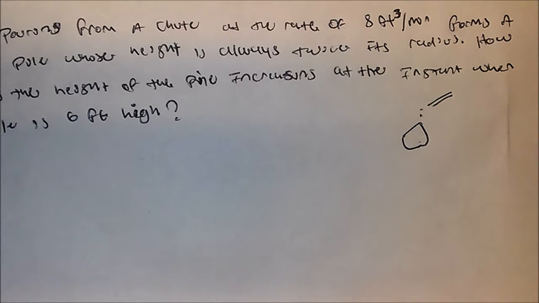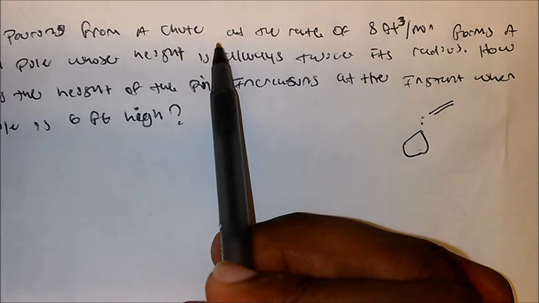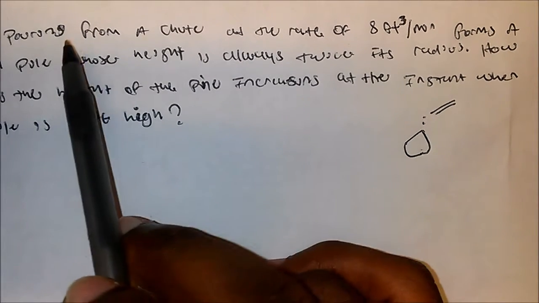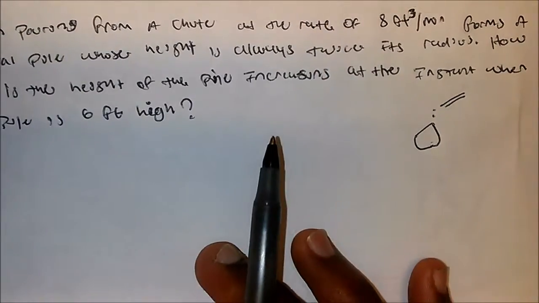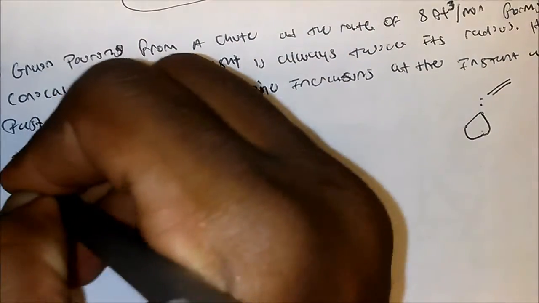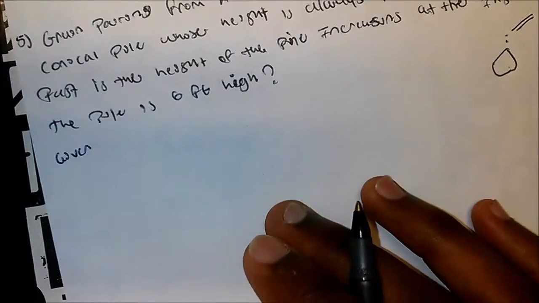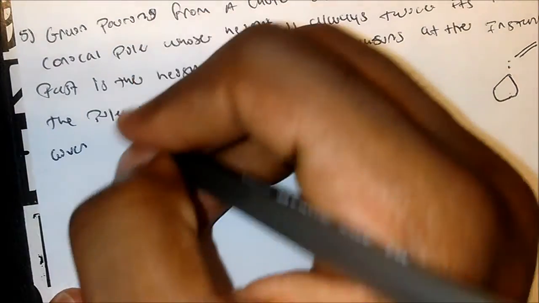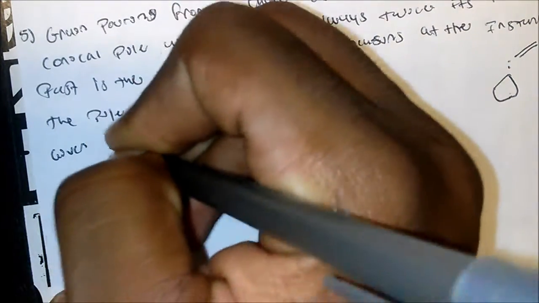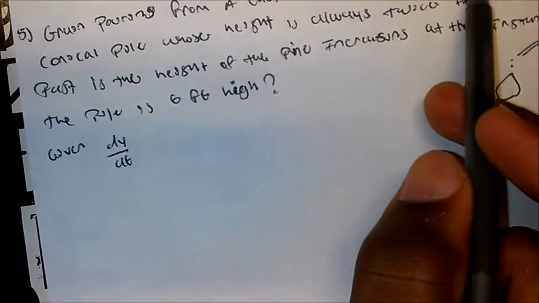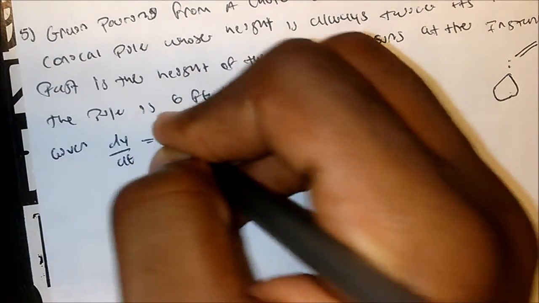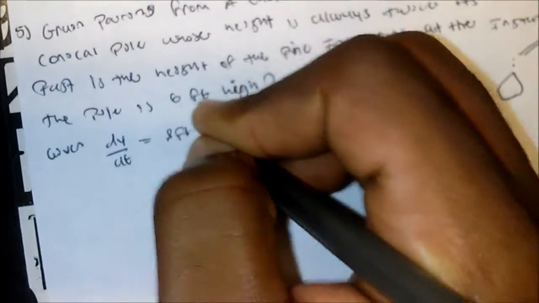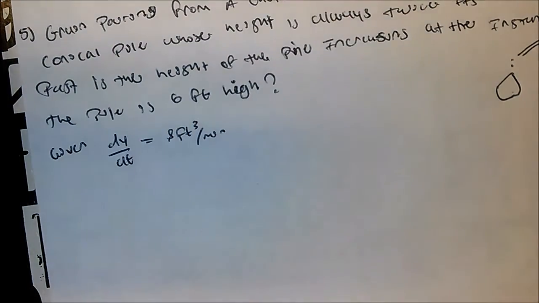So what are we given? Grain pouring from a chute at a rate of 8 cubic feet per minute. So given that dV/dt, because now we're talking about the volume, cubic feet. So the volume is increasing at a rate of 8 cubic feet per minute.